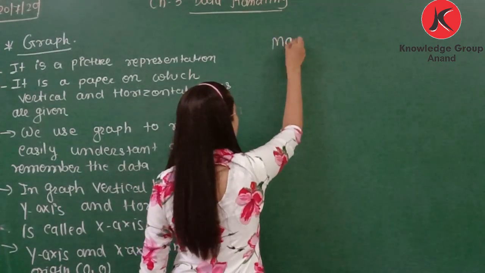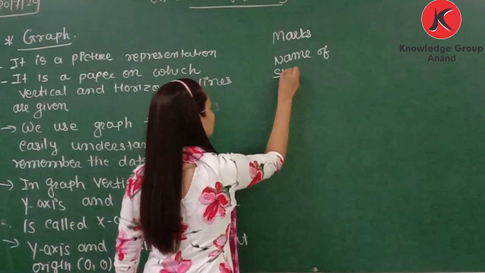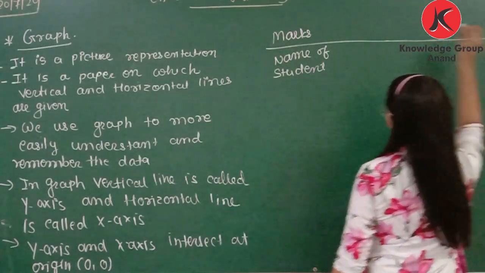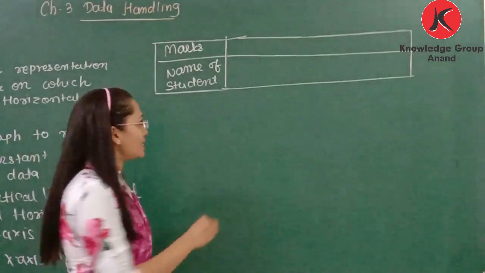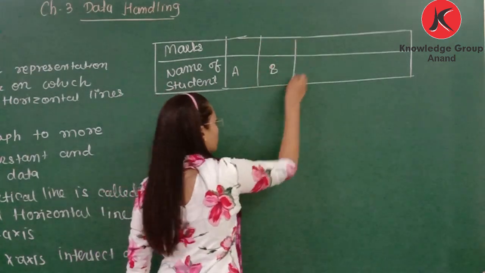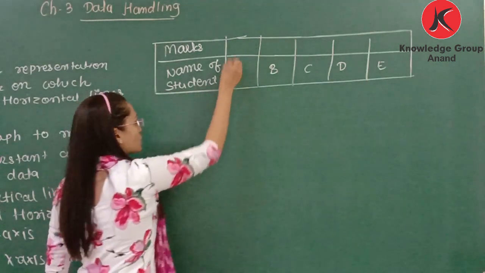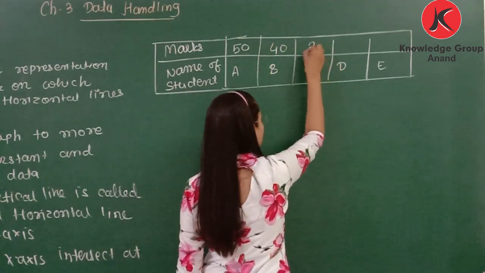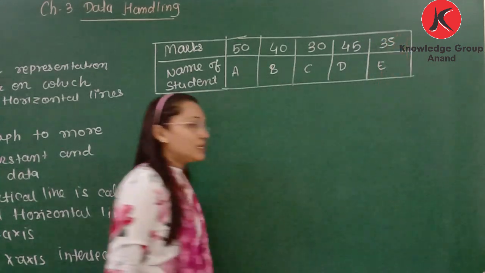Now let's draw one graph for the data. Marks and name of student, this data is given. So let's consider the names, alphabet A, B, C, D, and E. We consider the marks of A is 50, marks of B is 40, marks of C is 30, D is 45, and E is 30. Clear? This marks is given.